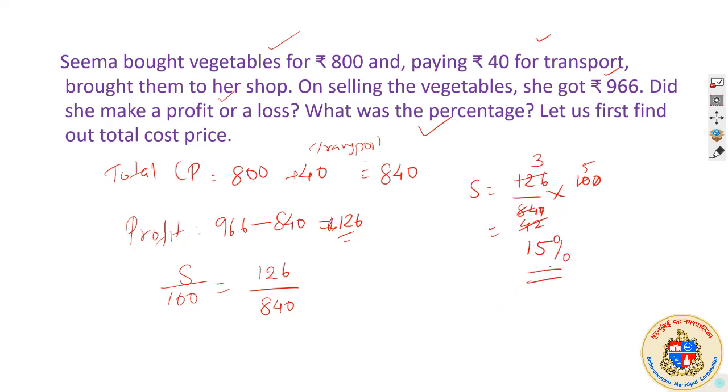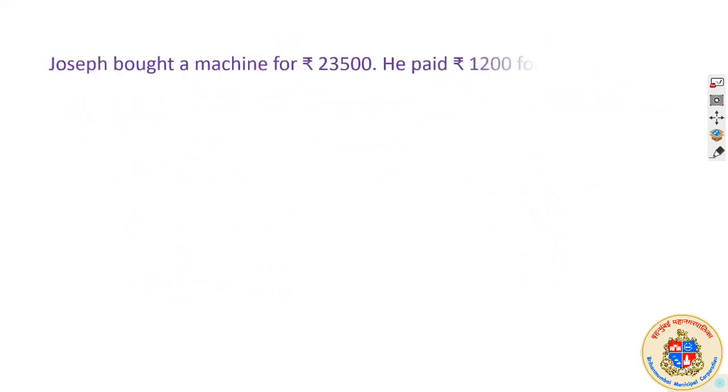So we simply could solve it. 126 rupees against 840, the cost price, into 100, the basic formula. But we reached that formula by our knowledge of comparison of ratios. Understood? So this way you may have more interesting and more thought-provoking questions like this in the coming sessions. Here is one more question for you.